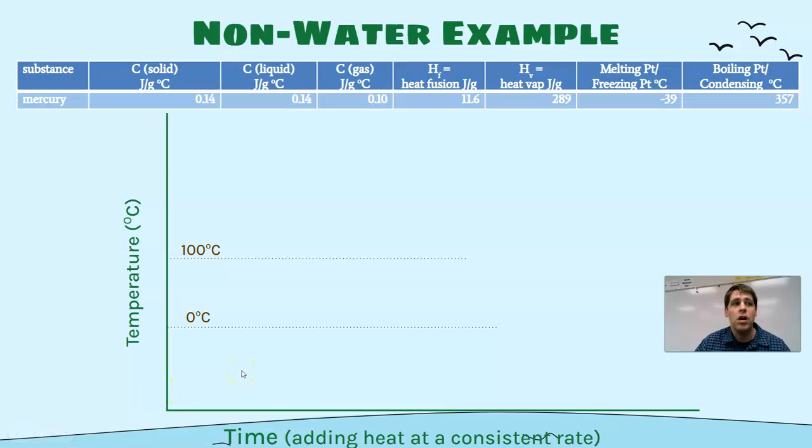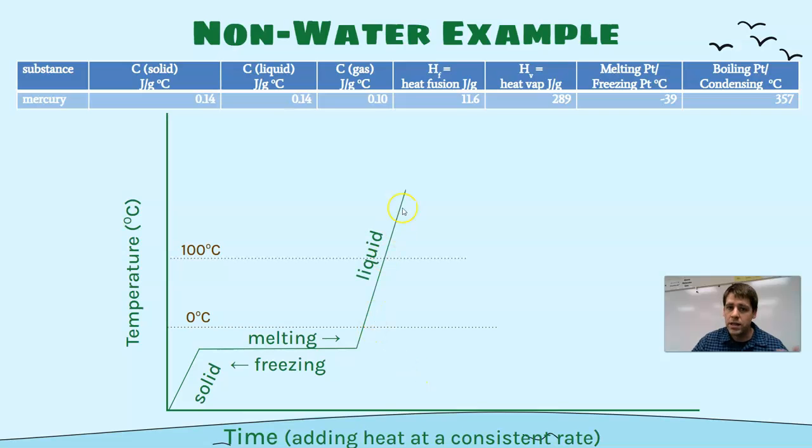Now we could also look at an example where we don't have water. Here I have the data for mercury. Notice its melting point is negative 39. And so what happens with mercury is you increase in temperature, and then you plateau at your melting point, but your melting point's not at 0 anymore, right? Because 0 is just the melting point for water. Mercury melts at negative 39 degrees, right? So my plateau is occurring below 0 degrees. And then you have it all melted.